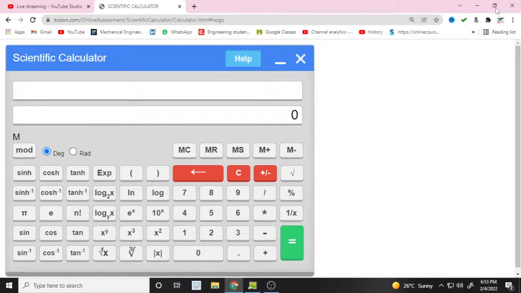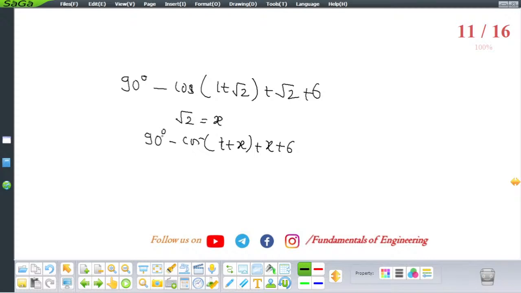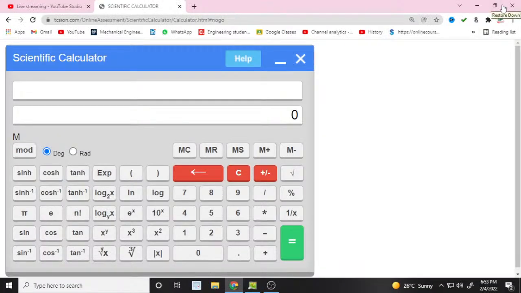Now we can find out the answer for this. The equation is 90 degree minus cos of 1 plus x, where x is the value we stored for root 2 plus root 2 plus 6. So by using the memory functions, we will solve this equation. We have 90 minus cos of 1 plus root 2. So we will take a bracket. The 1 plus root 2 value we require.